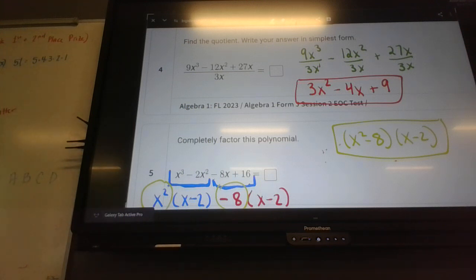Yeah, it should mark it correct either way. Actually, I can't. It'll totally erase if I move it right now. It's on the screen, right?